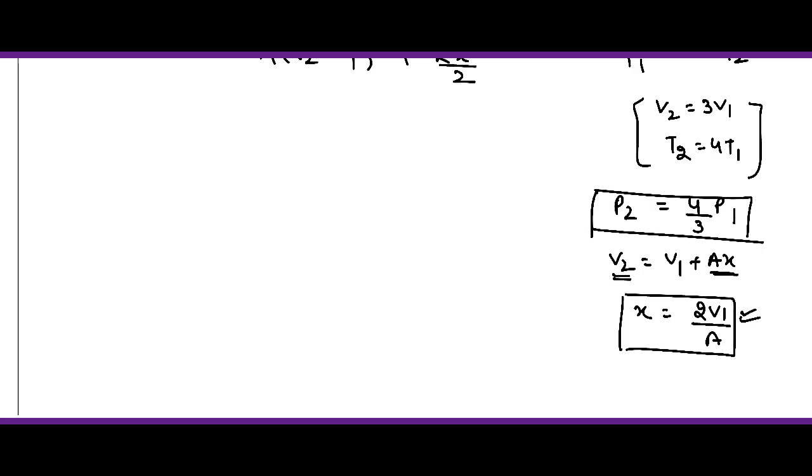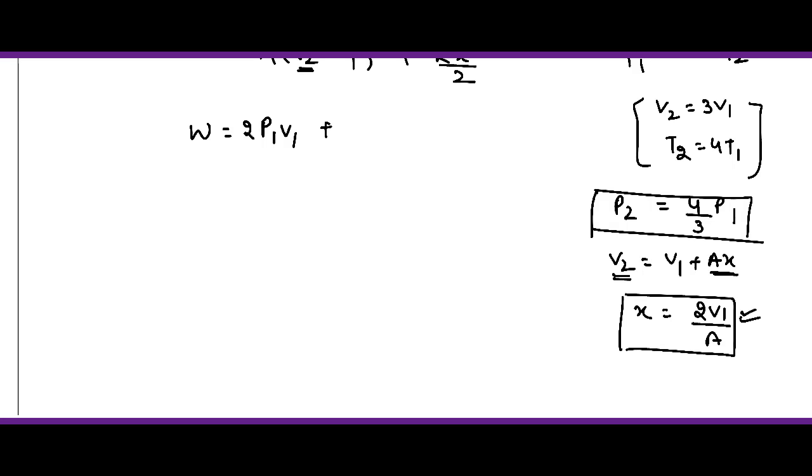So after putting the value of P2 and X in this formula, I will get W equals 2 P1 V1, because my V2 is 3V1 minus V1 equals 2V1, plus kx square by 2. So I am putting the values.